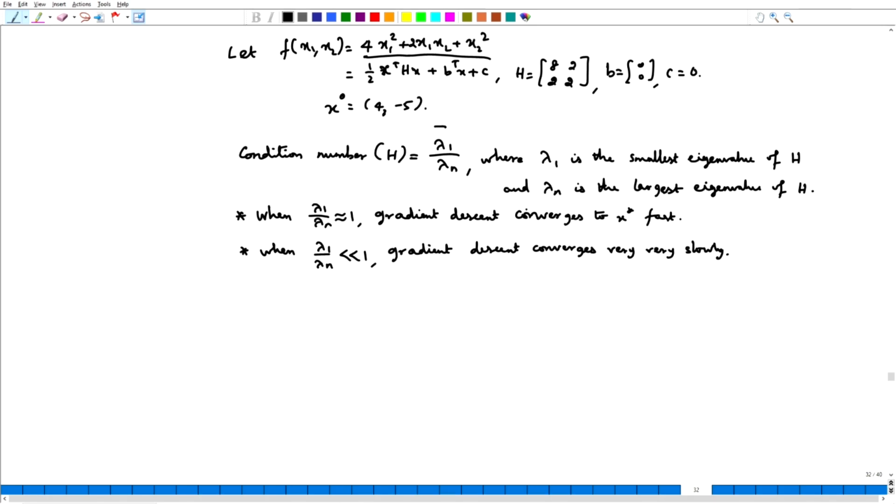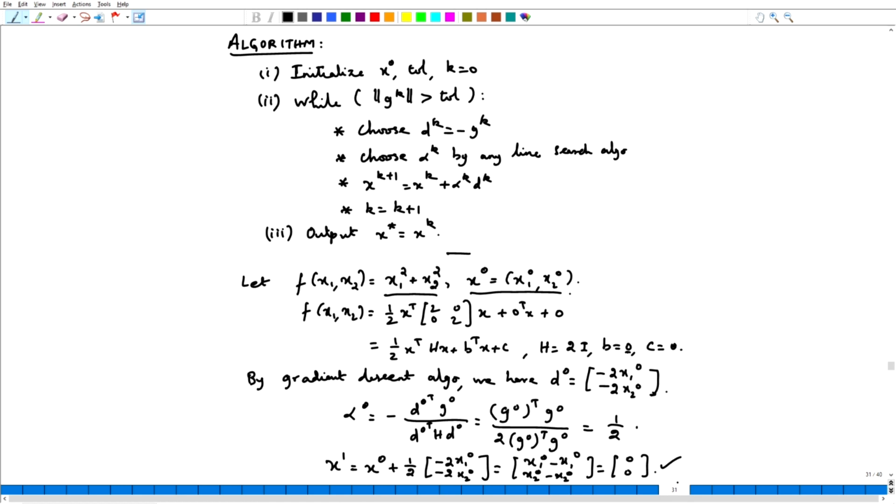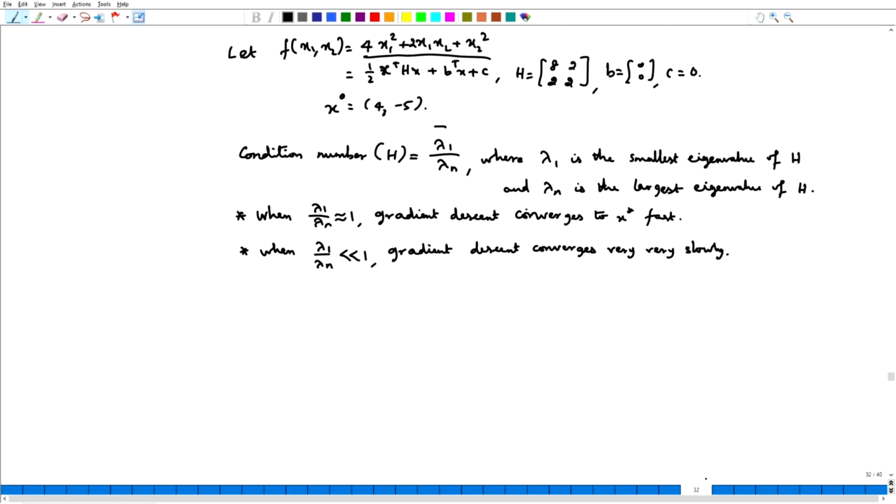many steps, okay. So, what is the condition number when your f is x1 squared plus x2 squared? H you can see is 2002. So, the eigenvalues are 2 and 2. The smallest as well as the largest are equal, okay. So, lambda 1 by lambda n is exactly equal to 1, right. Thus the convergence was just in one step, okay. Instead, if lambda 1 by lambda n is very less than 1, okay.